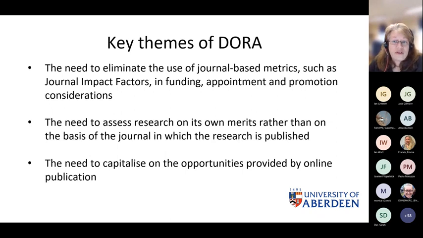Some of the key themes of DORA: there are 18 recommendations in total, and there are themes running through each of them, and these are the main ones. The need to eliminate journal-based metrics, such as journal impact factors, especially in funding, appointment and promotion considerations. The need to assess research on its own merits rather than on the basis of the journal in which the research is published, and the need to capitalise on the opportunities provided by online publications, such as relaxing unnecessary limits on the number of words, figures, and references in articles, and exploring new indicators of significance and impact.